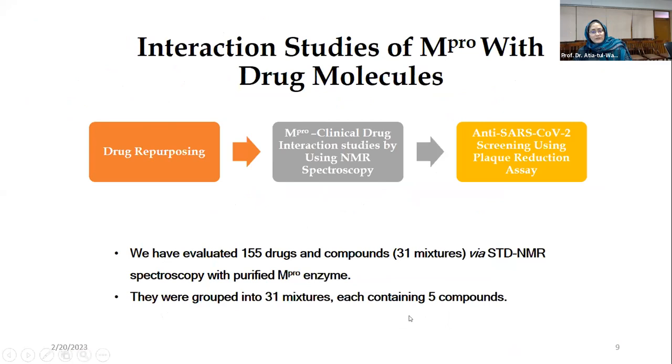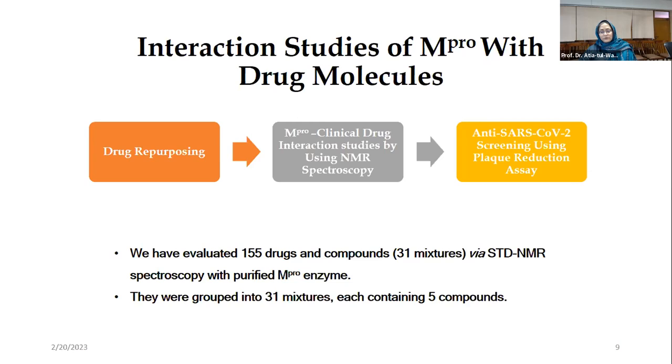In this process, we have evaluated 155 drugs in 31 mixtures. Since STD is quite time consuming, running these experiments at 600 megahertz requires 5 to 8 hours per experiment. To reduce the time and to evaluate more and more drugs, we have grouped them, five drugs in one mixture, so that we run these STDs and find those mixtures which show some interaction. Since we also record the proton NMR of each component present in the mixture, we compare it, and then the full STD of that particular compound is run using STD NMR spectroscopy.